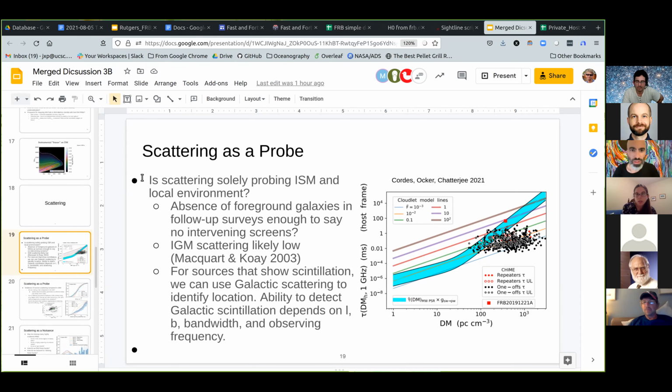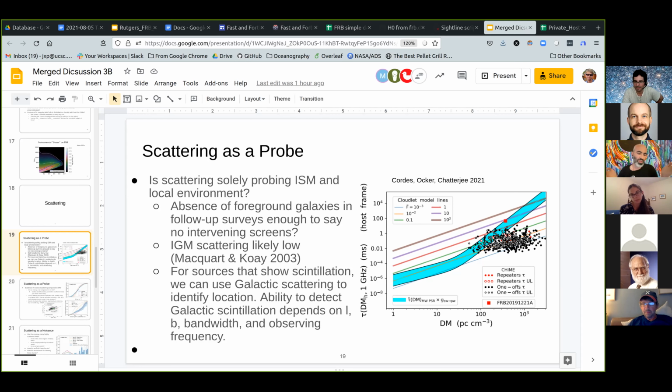Looking to comment quickly on this, what should we expect for scattering screens, both in the Milky Way and in the host galaxy? I think there's a lot of free parameters that go into these things. So there's where you put the screen, there's the extent of the screen, there's the Kolmogorov spectrum within the screen, and what are the minimum and maximum scales of this Kolmogorov spectrum. So there's the density, there's all these different things.